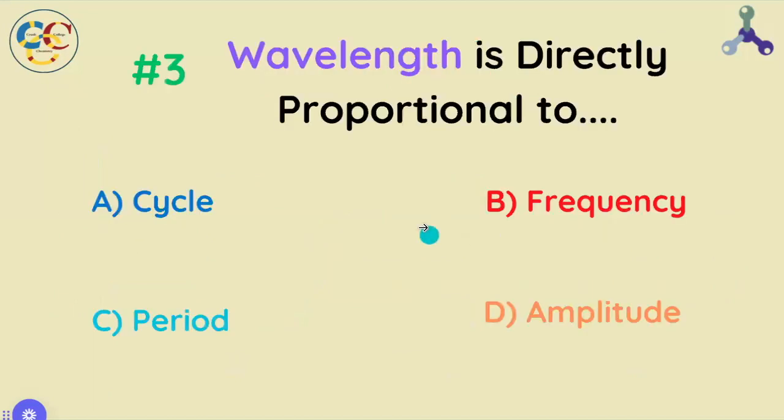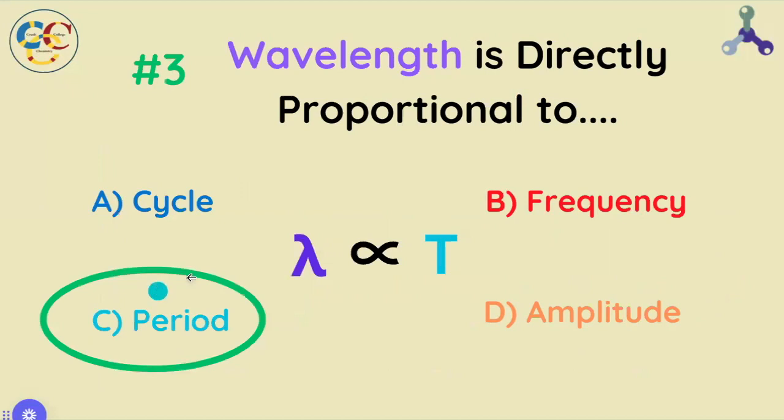Number 3, what variable is wavelength proportional to? Cycle, frequency, amplitude, or period? The correct answer is period. These two terms are directly proportional to each other.